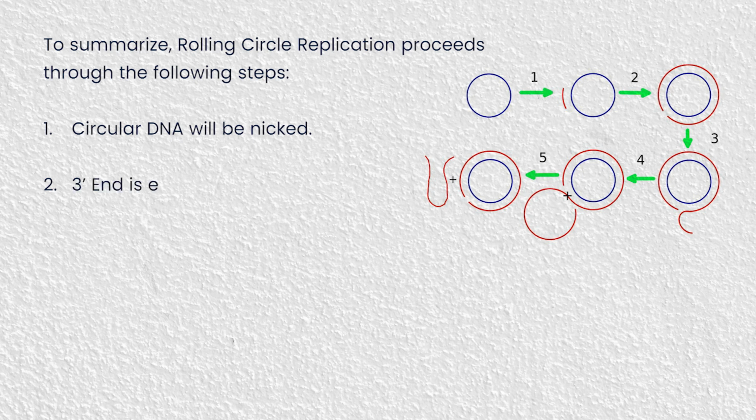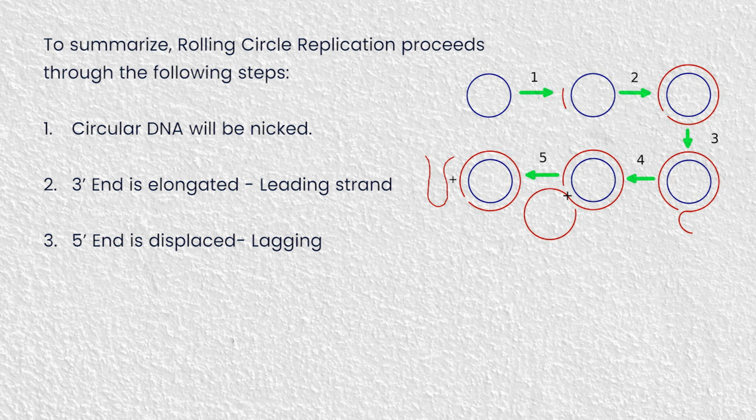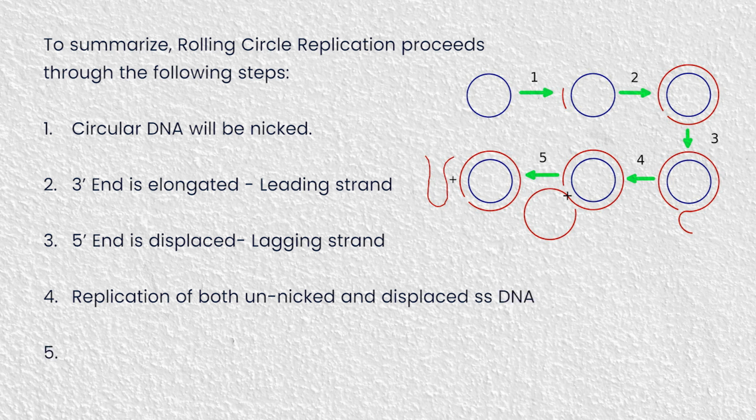Second one is the 3' end is elongated, leading strand. Third one is the 5' end is displaced, which becomes the lagging strand. Fourth is the replication of both the unnicked and displaced ssDNA takes place. Fifth one is the displaced DNA circularizes and synthesizes its own complementary strand.